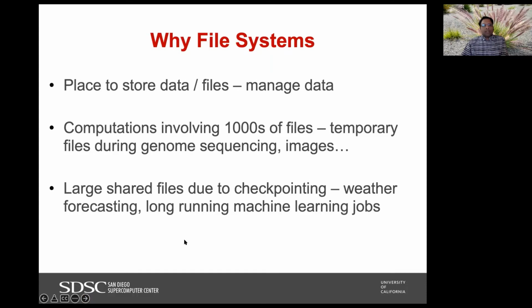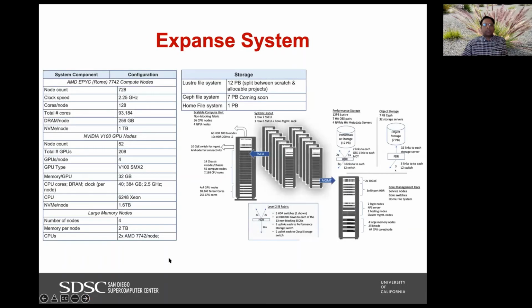And you could have large shared files too, like if you have a large parallel job, like a weather forecasting job, you might have large checkpoint files from each process, or a large file for the combined run. Or you could have long-running machine learning jobs where you're checkpointing, or a lot of HPC codes do checkpointing too.